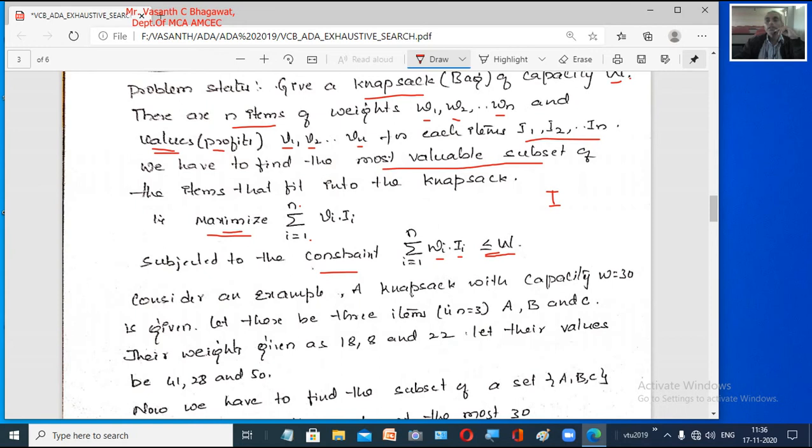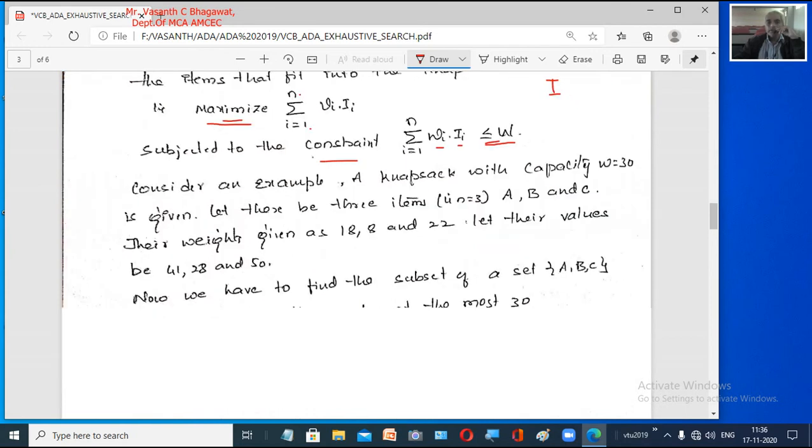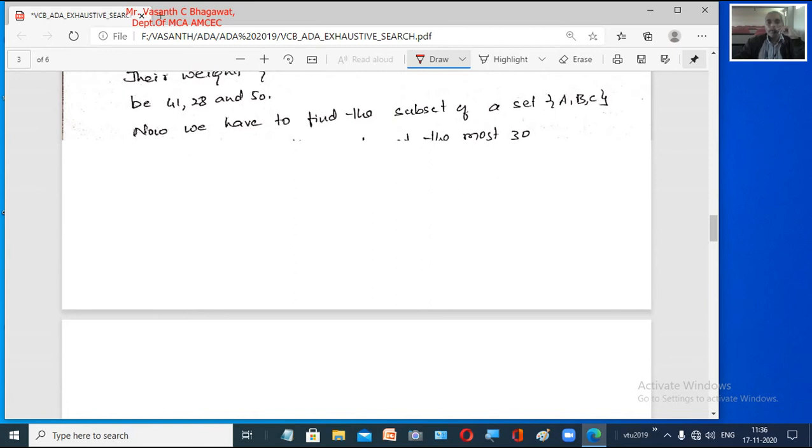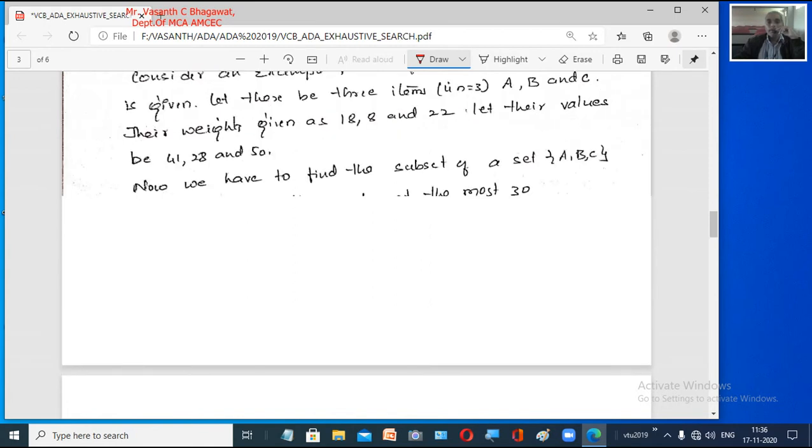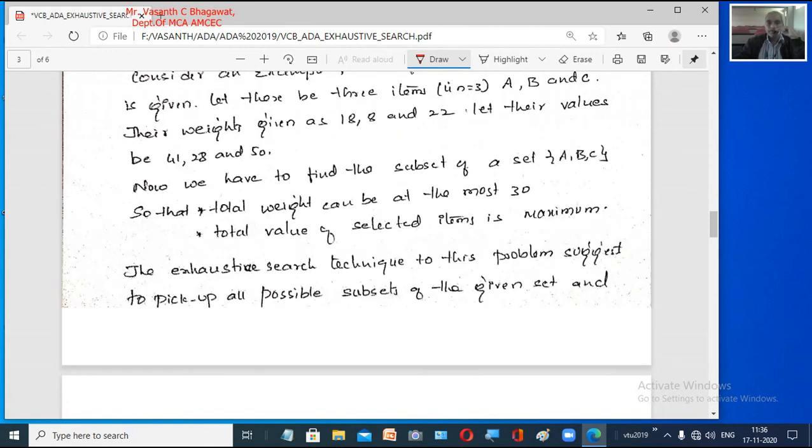Now let us see how we are going to solve this by exhaustive search. Let us take a simple problem. Here there are 3 items given to us. So take this problem. There are 3 items. What are these items?